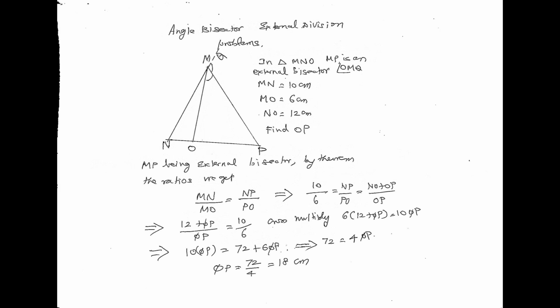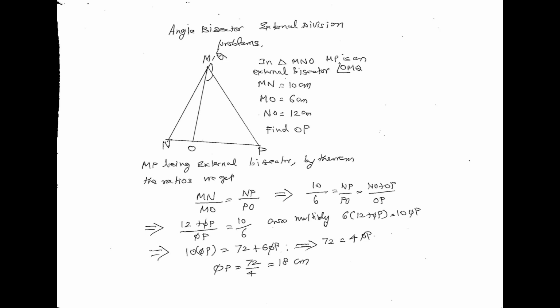Now coming to the next slide, angle bisector external division problem. MNO is a triangle and in MNO, MP is an angle bisector of OMQ. MN is equal to 10 cm, MO is equal to 6 cm, NO is equal to 12 cm. We have to find the length of OP. MP being the external bisector, by the theorem, the ratios we get: MN by MO is equal to NP by PO, which is equal to 10 by 6.